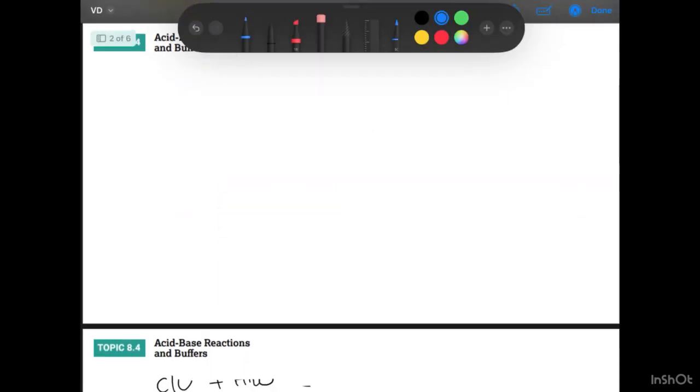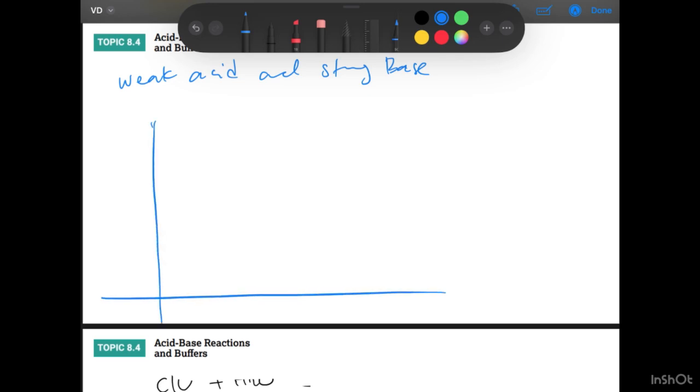Suppose that we have a weak acid and a strong base. What's going to happen? You have to keep in mind that the weak acid has a special property. It will start with something like this, if we just do it in the middle here, and then we put it like this.